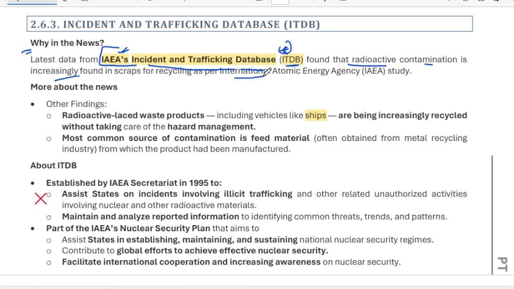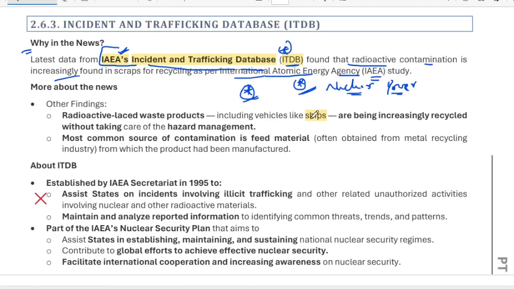Okay, now what is this IAEA? It is the International Atomic Energy Agency. It is an agency which regulates atomic or nuclear power. Nuclear proliferation is being regulated by this agency. So this agency becomes important. You should know what this agency does.